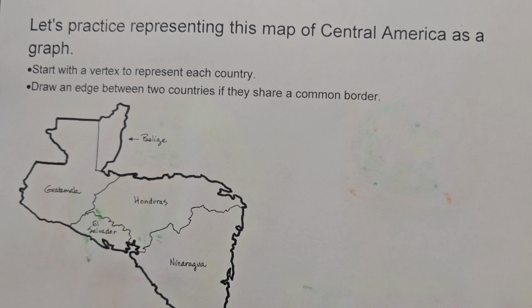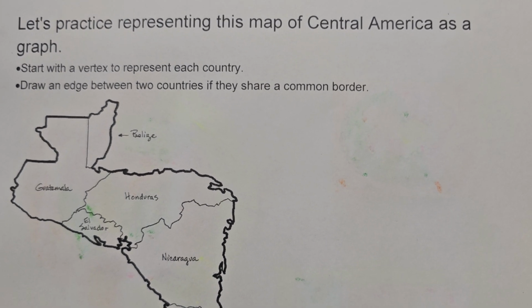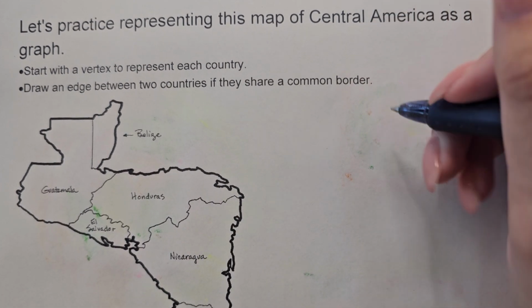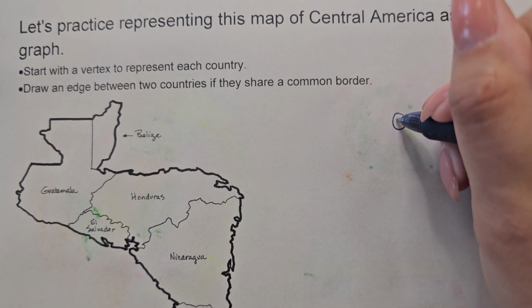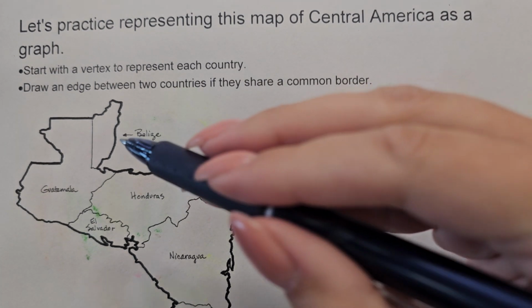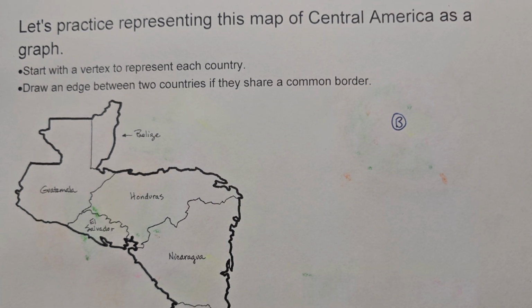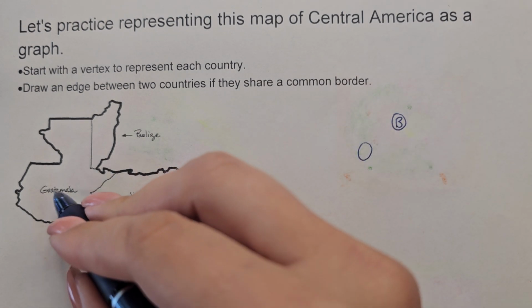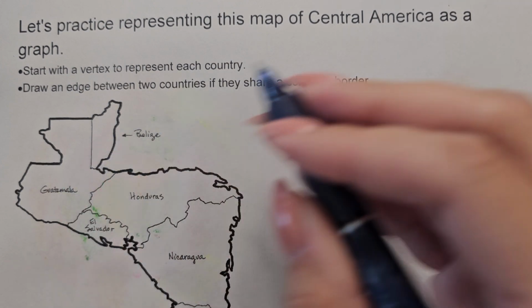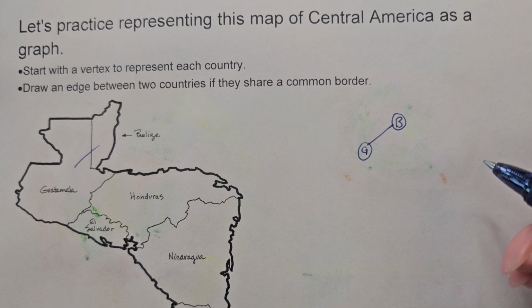So let's practice on this map of Central America. Turning this map into a planar graph is going to start with Belize here at the top. And what I like to do is just label with the first letter of the country so that we know which ones we've already done and where they should connect. So next we have Guatemala. And those two share a border, so they get a connection right there.